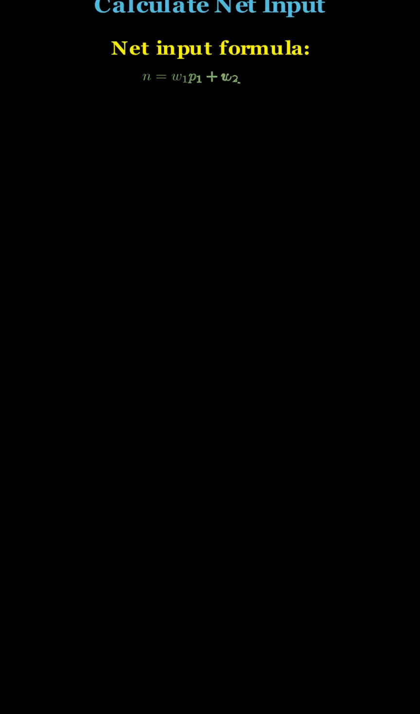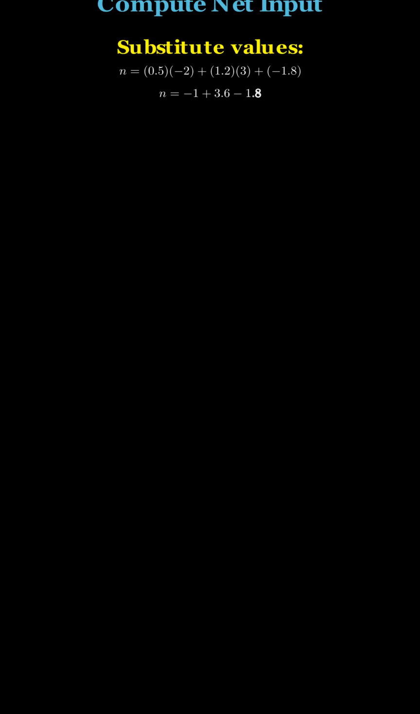First, we calculate the net input n using the formula n equals W1 times P1 plus W2 times P2 plus B. Substituting the values, n equals 0.5 times -2 plus 1.2 times 3 plus -1.8. This equals -1 plus 3.6 minus 1.8, which equals 0.8.